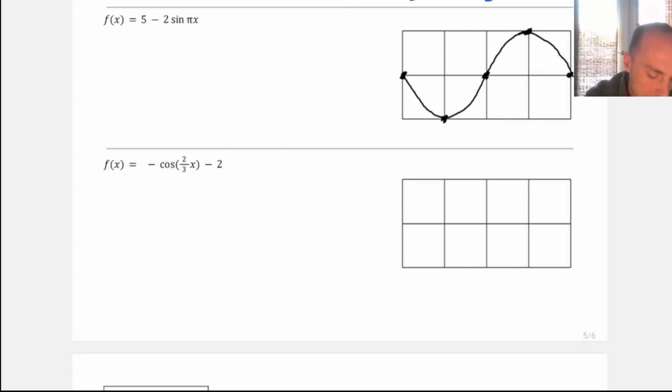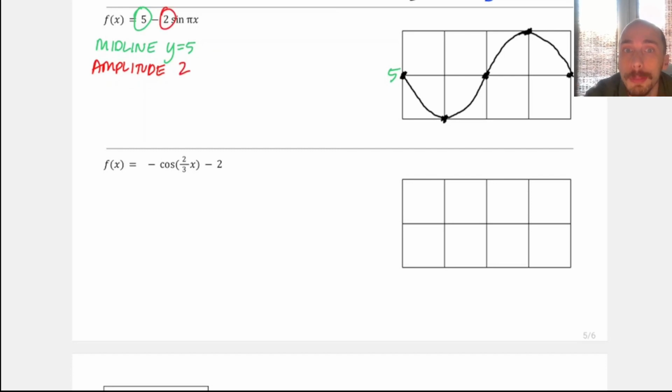I'm going to start with the midline. I'm seeing that number 5 added on the outside, so that's going to give me my midline. Midline y equals 5, label that on the graph. Okay, next I'm going to think about amplitude. That's the number that's multiplied by the sine or the cosine, so that's going to be the 2. I already dealt with the fact that it was negative by doing that upside down sine graph. So I'm going to say, all right, the 2 is giving me amplitude 2, so it means the graph will go up to 7 and down to 3.